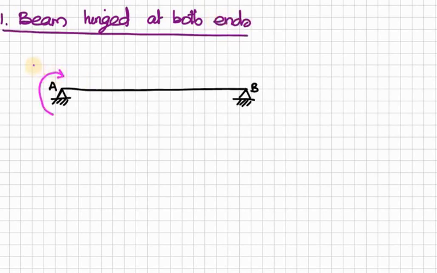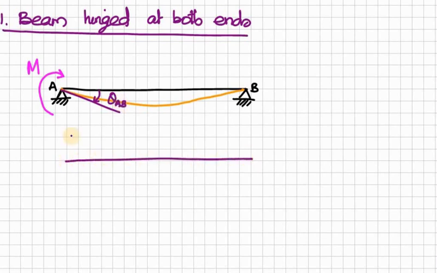Now we apply some moment M at support A. Because of this applied moment, the beam will bend. That means we will have some rotation theta A at support A, which we call as theta A. Support B also will have some slope, but we are focusing only on support A.